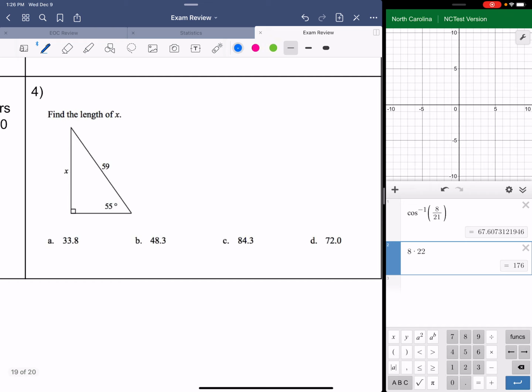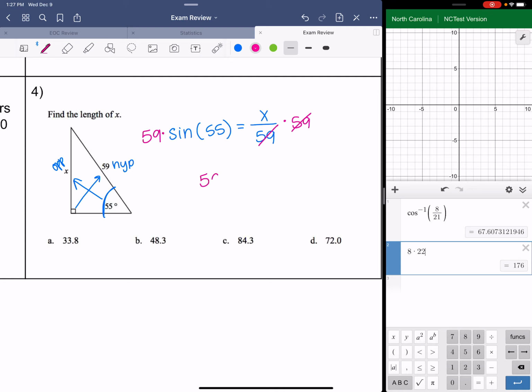Find the length of x. So from this angle, we have the opposite and the hypotenuse. So that is sine. So sine of 55 is opposite over hypotenuse. So to solve for x, we just need to get rid of the 59. So times 59 on both sides.